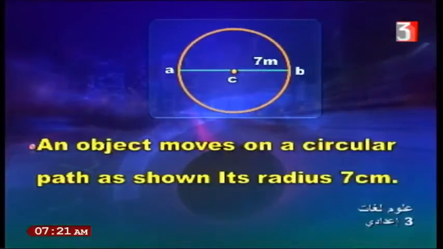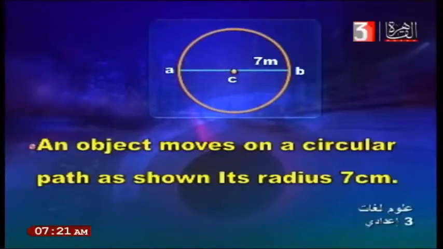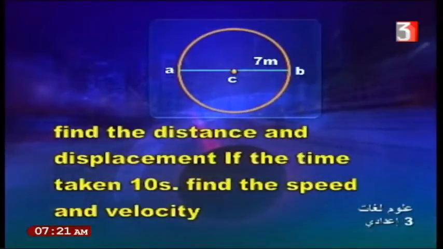In this figure, another problem: an object moves on a circular path as shown, its radius equal to 7 centimeters. Find the distance and displacement. If the time taken is 10 seconds, find the speed and velocity.